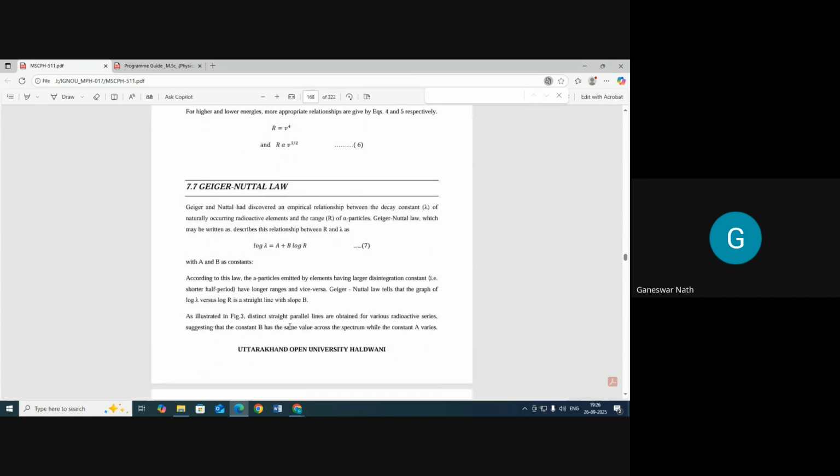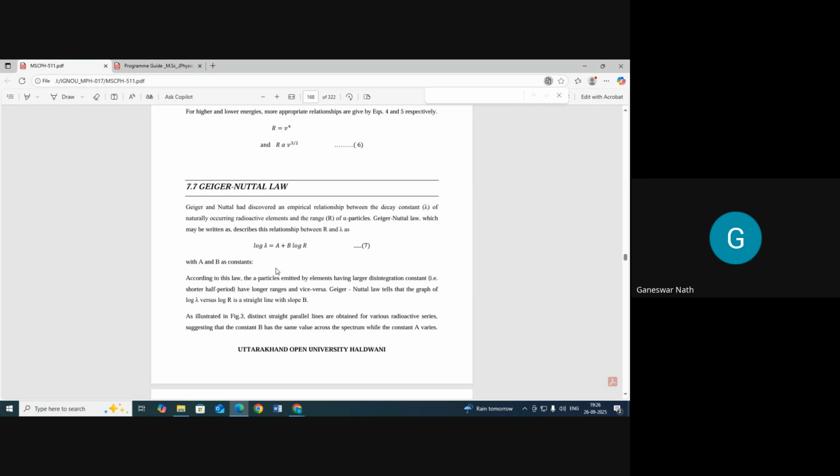lambda is the decay constant, equals a plus b log r, with a and b as constants. According to this law, the alpha particles emitted by an element having a larger disintegration constant have a longer range, and vice versa. So those with a larger disintegration constant have a very long range, and those with a long range also have a larger disintegration constant.